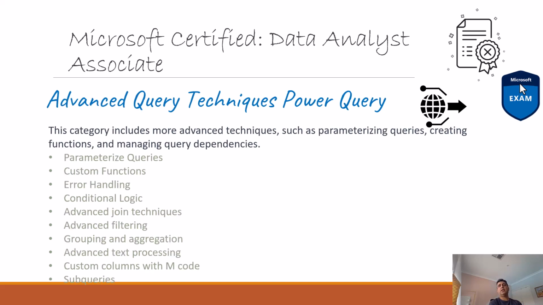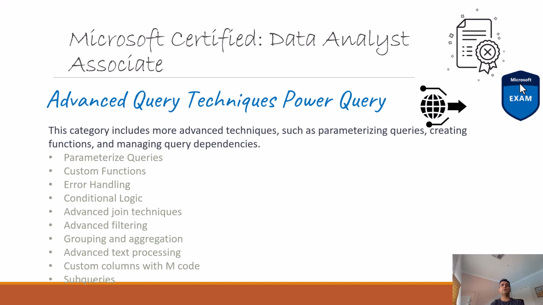Then there are advanced query techniques, and they don't necessarily fall under any function group, but it's good to be aware of them. You can parameterize your queries, so based on a parameter value you can filter the values in a table, or have a parameter which points to different environments, maybe dev, test, and prod. Then there are custom functions, which you can write and call. For error handling, you can put in specific handling just to make your ETL more robust. You can put in conditional logic.